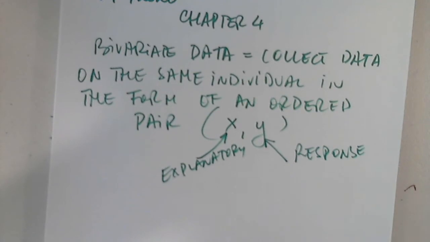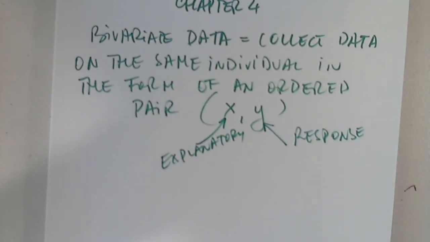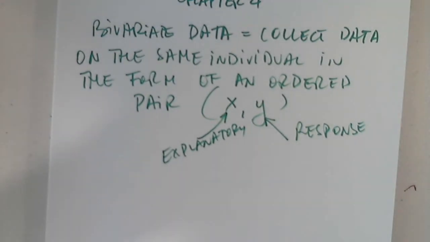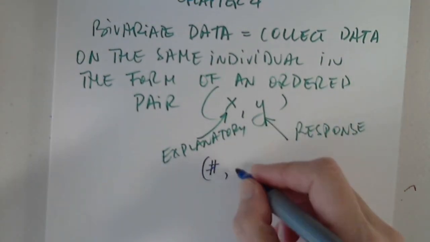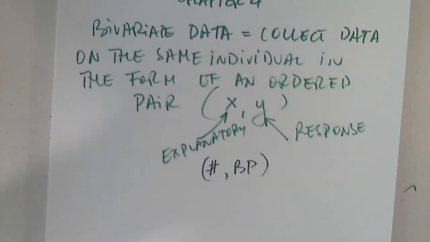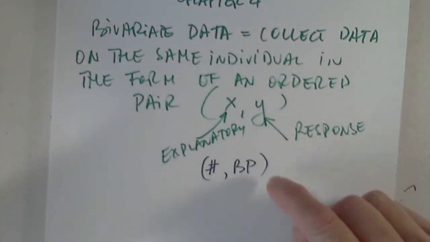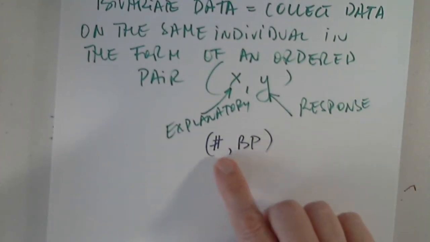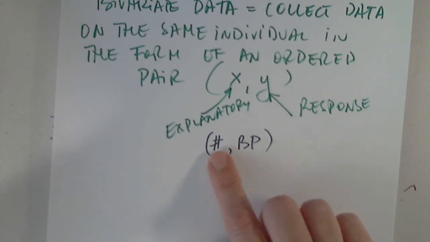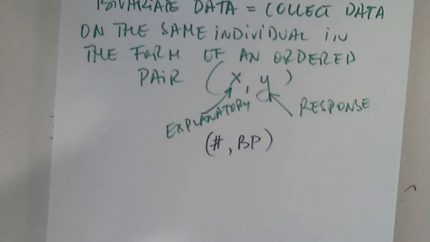As an example, let's say we're interested in the blood pressure of people who smoke. Let's say number of cigarettes, blood pressure. So we measured both, number of cigarettes smoked per day and the blood pressure. These two come from the same individual, number of cigarettes and the person's blood pressure. So that's what we're looking at today.